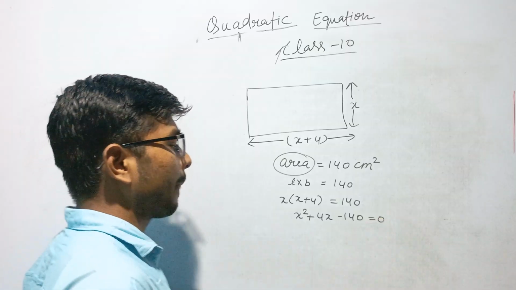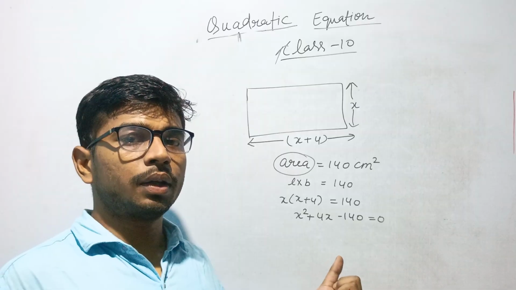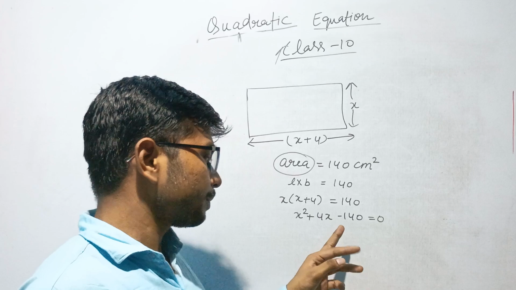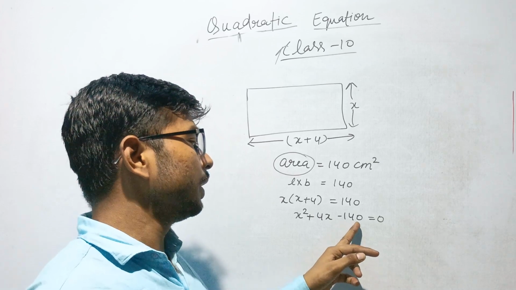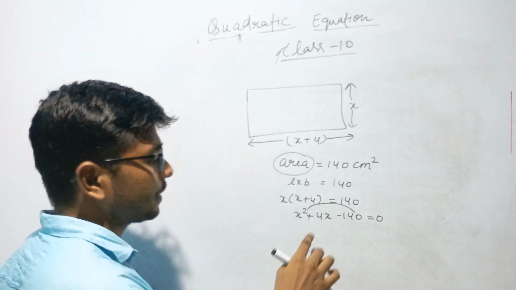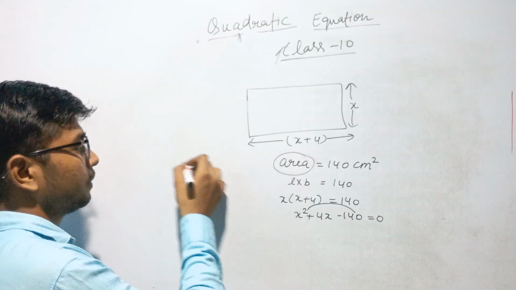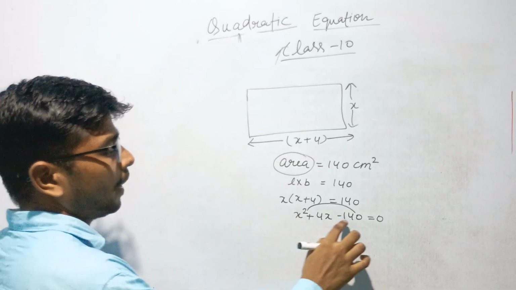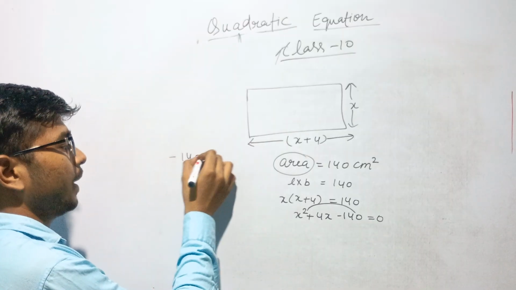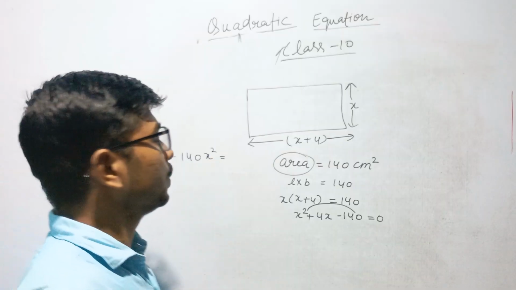So x² + 4x - 140 = 0. Okay, again we already learned how to solve a quadratic equation by splitting the middle term. So the rule is, the product should be the product of the first and third terms, and the sum should be the middle term, right? So let's solve: x² and -140, we will take including the sign.